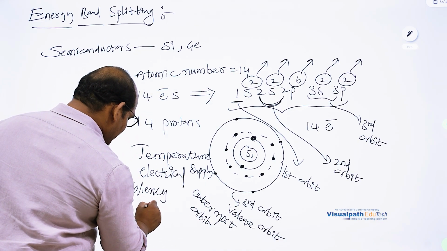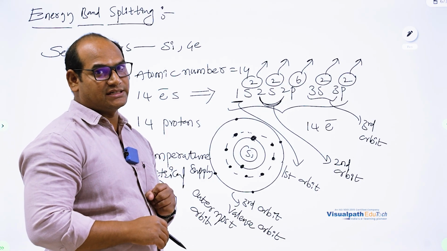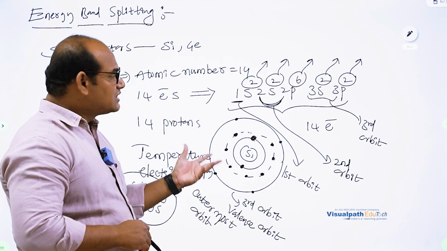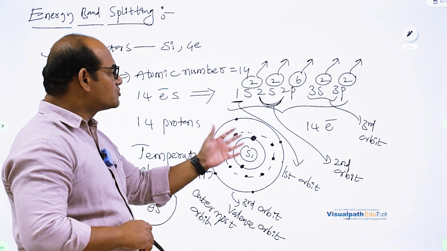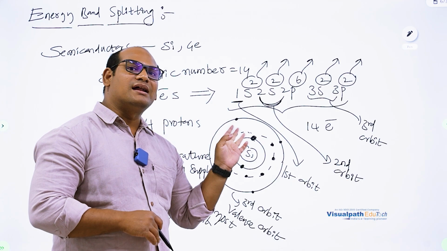Valency electrons, only these valency electrons are responsible for the production of the current. Not all the 14. Only the 4 which are available in the third orbit or the outermost orbit are responsible for the production of the current. This is about one silicon atom.